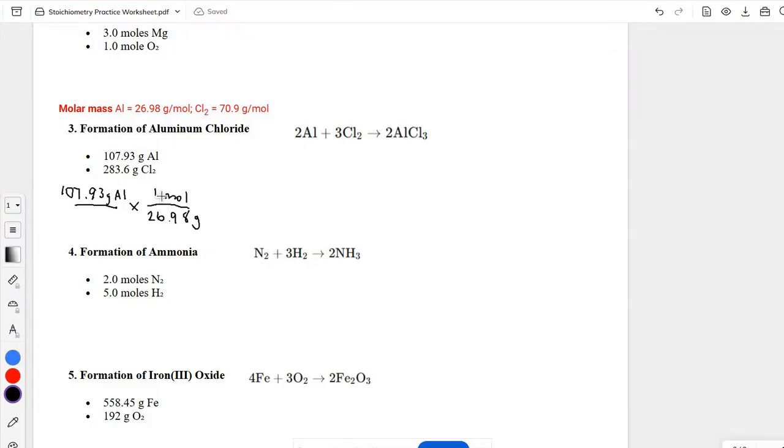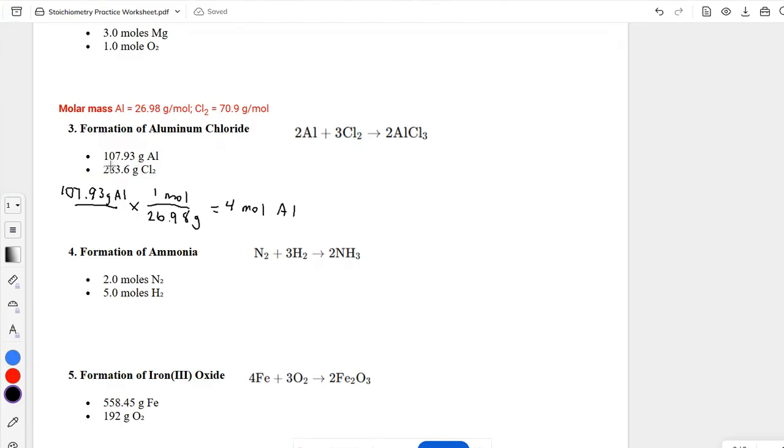All right, so now we do this. 107.93 times 1 is 107.93 divided by 26.98. And let's see what we get. 107.93 divided by 26.98 equals 4. All right, so we got 4 moles of aluminum. Now let's do the same thing with chlorine.